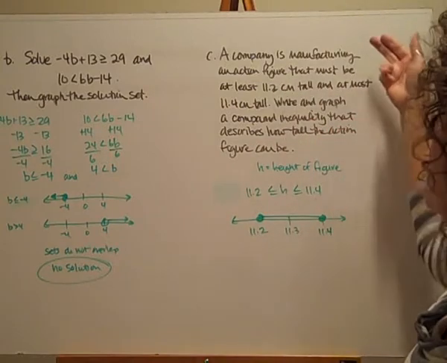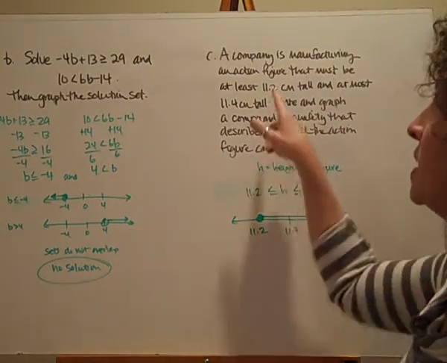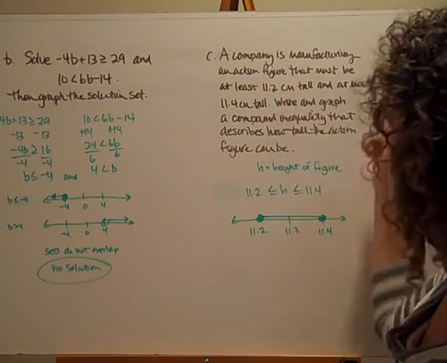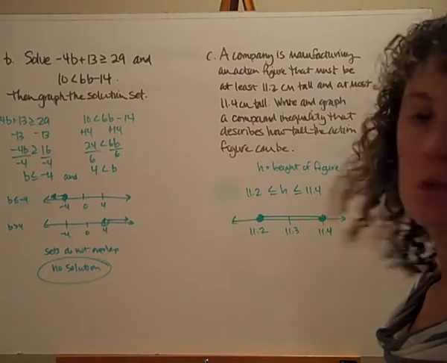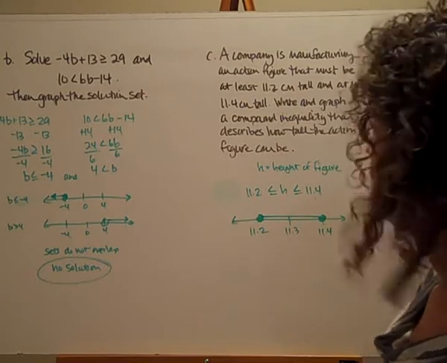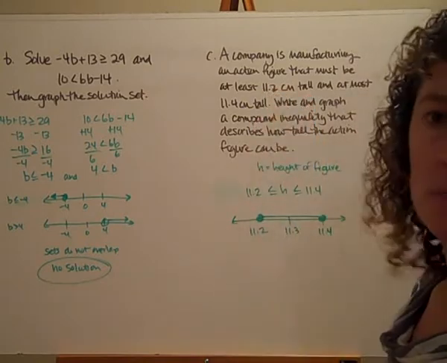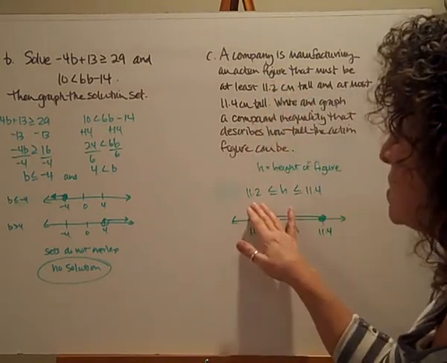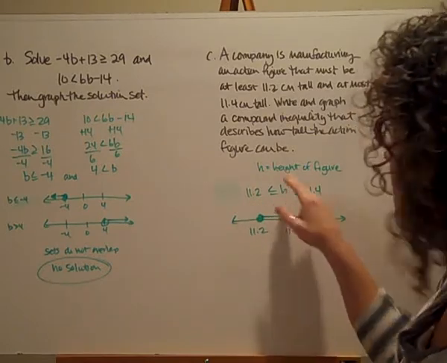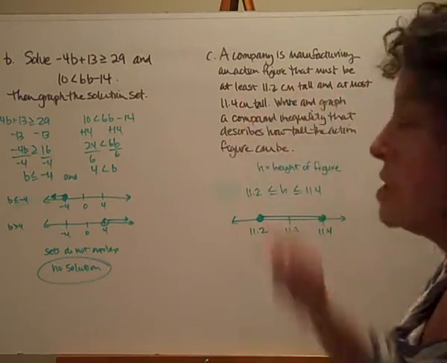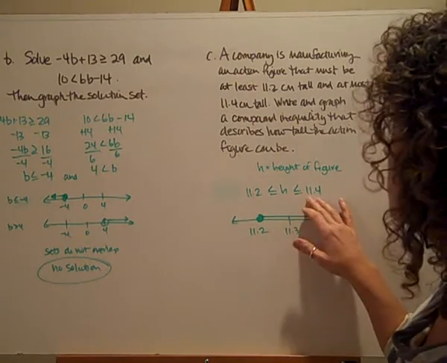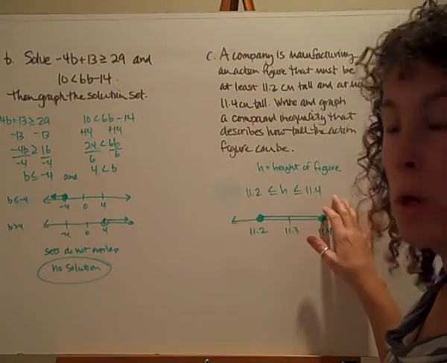Word problem. A company is manufacturing an action figure that must be at least 11.2 centimeters tall and at most 11.4 centimeters tall. Write and graph a compound inequality that describes how tall the action figure can be. So I'm going to use my variable h for the height of this figure, and I know that at least it has to be 11.2, so that's the smallest it's going to be. I'm going to set it equal to because it can be at least 11.2. It can include that. My h. And then at most it's 11.4. That's the highest it can be, and it can include the 11.4 at most. So I'm including the 11.4. So here's my compound inequality.